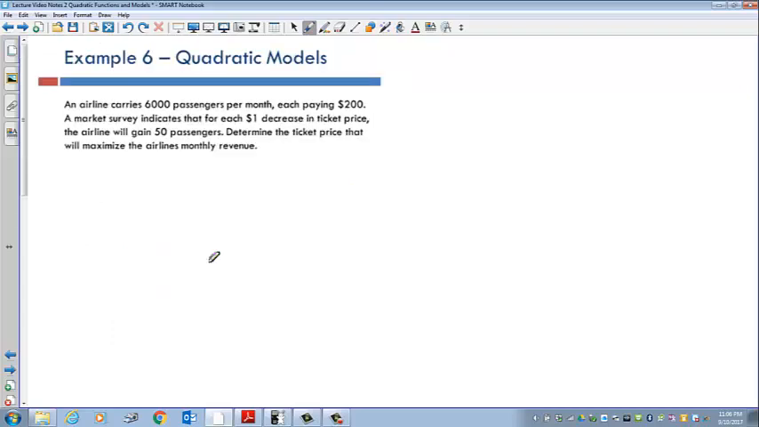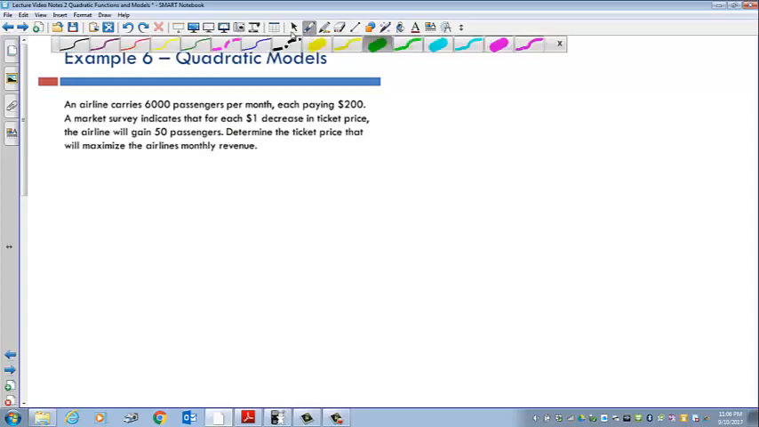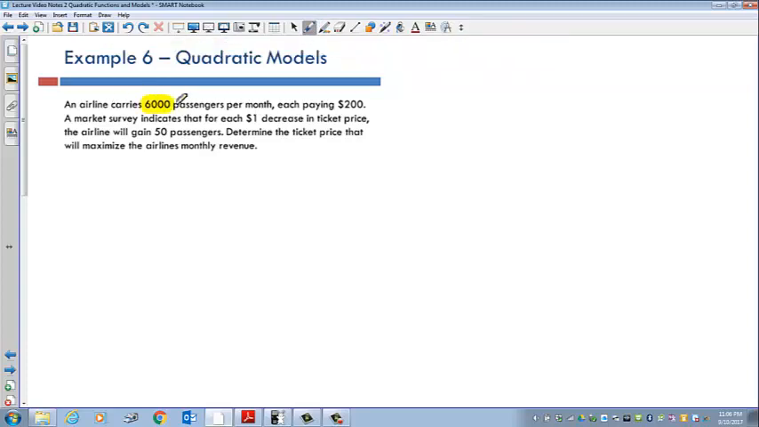All right. Then the next, so that was a geometric problem. The next type of problem is sort of a table problem, and I enjoy table problems too because you can really see the formula and how formulas actually work. So on this one you have an airline carries 6,000 passengers per month, paying $200. And a market survey indicates for each dollar decrease in ticket price, the airline will gain 50 passengers. Determine the ticket price that will maximize the airline's monthly revenue.